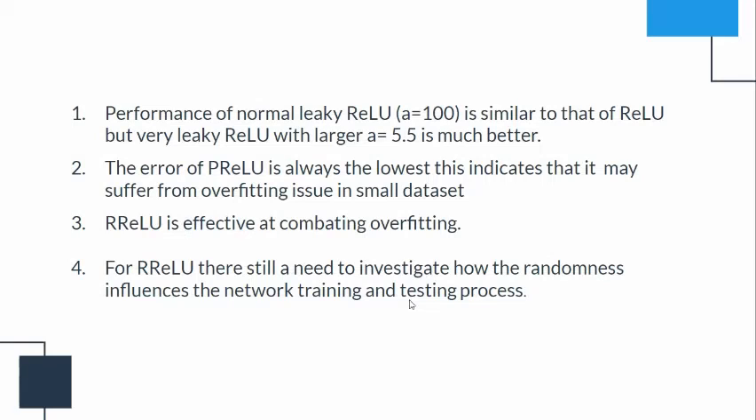Moving on, these are the four conclusions that we can draw from the paper. First, the performance of leaky ReLU is similar to that of ReLU, but leaky ReLU with a large alpha is much better. The error of parametric ReLU is always lowest on training. This indicates that it may suffer from an overfitting issue in small datasets. Randomized ReLU is effective at combating overfitting. And for the fourth point, for randomized ReLU, there is a need to investigate how the randomness influences the network training and testing process.